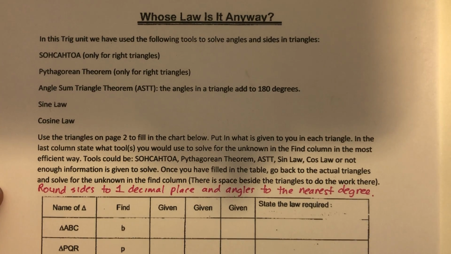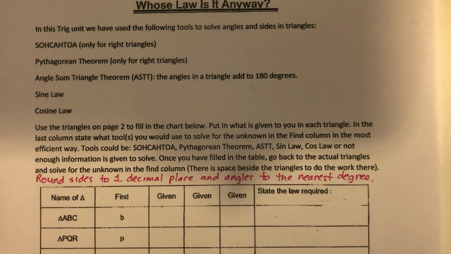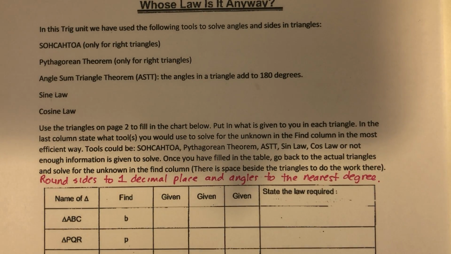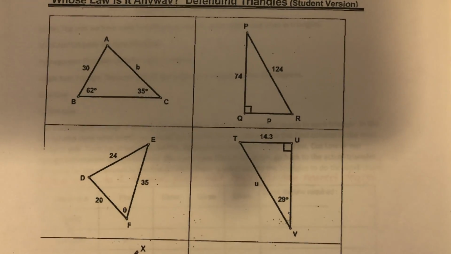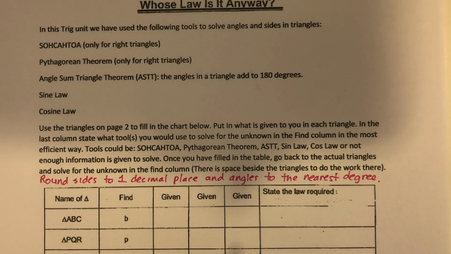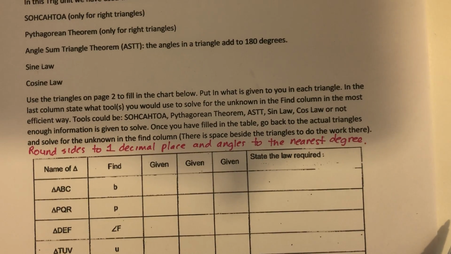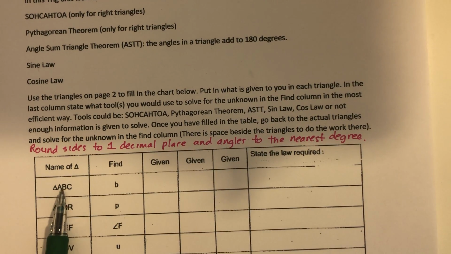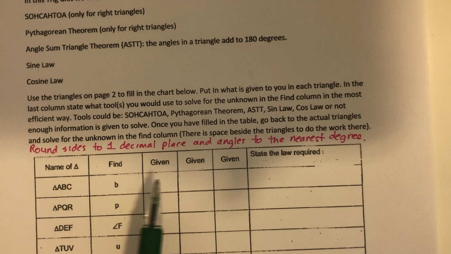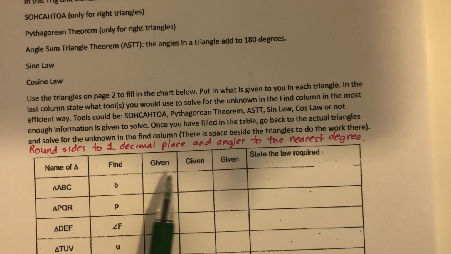So what you're going to do in this activity is you're going to use a set of triangles that are on the second page that look like this. And you are going to use them to fill in the chart below. You'll notice that the chart says triangle ABC and you need to find B. What you're going to do is use the triangles to fill in what is given to you.